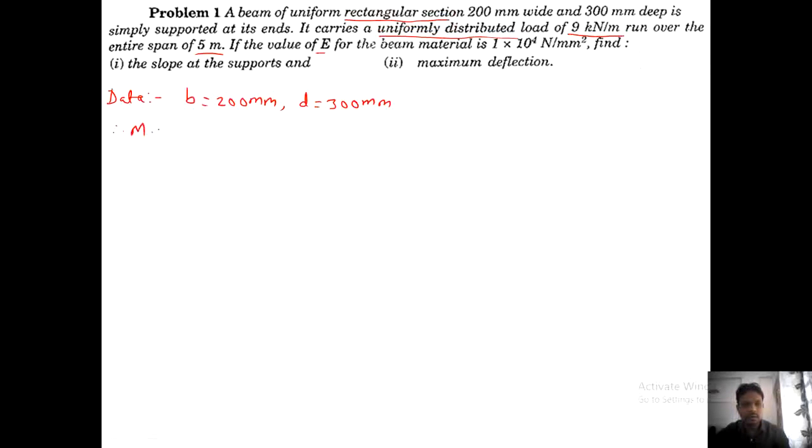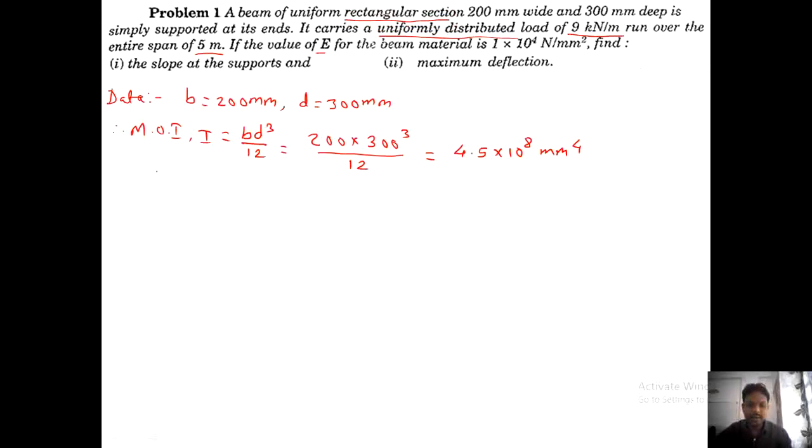Hence the moment of inertia I equals, for a rectangular portion, BD cube by 12. So put in the values: B is 200, D is 300 cube, and divide by 12. So the moment of inertia I is 4.5 into 10 raised to 8 mm raised to 4. Okay, you got the unit. B's unit is mm and D's unit is again mm, so mm cube into mm is mm raised to 4.